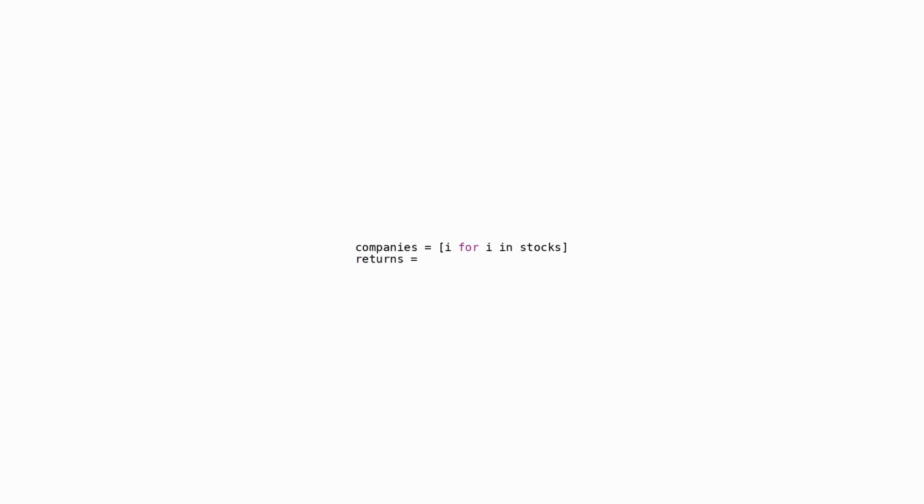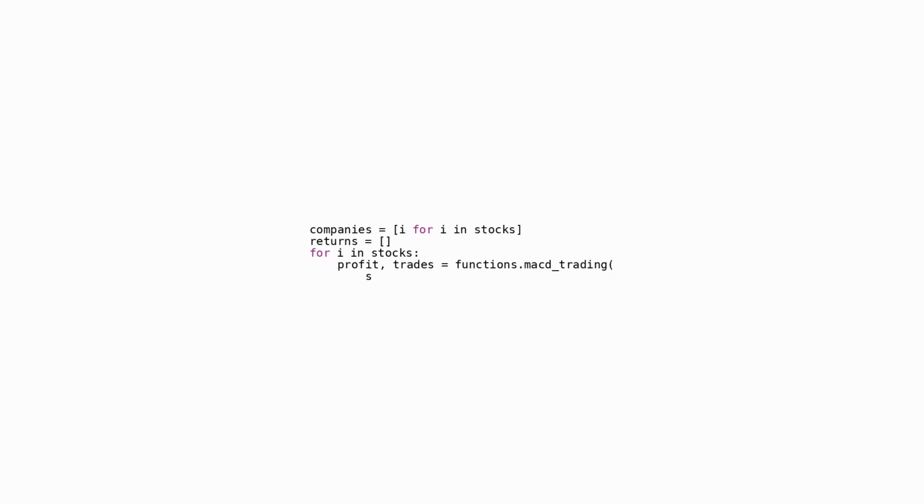Initially, it generates an index of firms by browsing through the provided stocks. Then it sets up an empty list termed returns. For every stock, the MAD trading function is invoked from a module called functions with designated arguments. Within the MAD trading function, profit and trading data are computed using the MAD tactic for the specified stock.